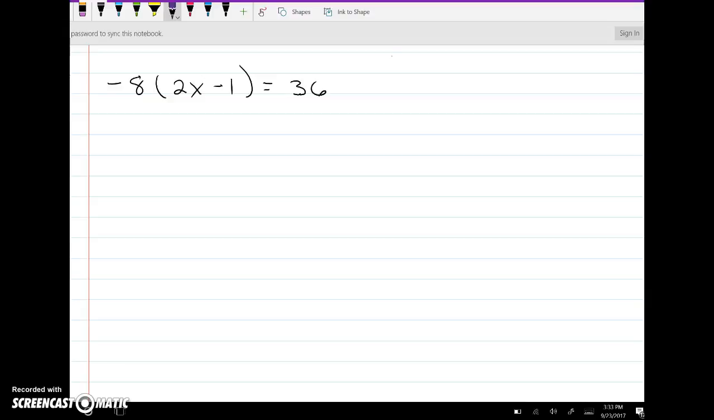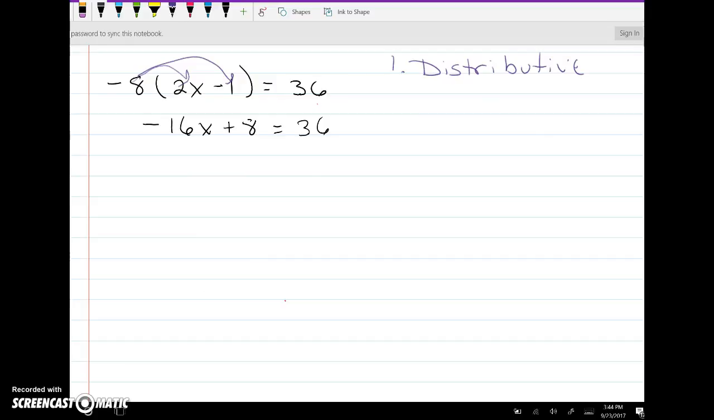So here, the first thing we're going to look for is the distributive property. And we're going to go ahead and distribute that negative 8 to both terms. So negative 8 times 2x is negative 16x. And negative 8 times negative 1 is positive 8. Don't forget your signs when you're doing this. It'll give you the wrong answer and mess up all your work. And then you'll cry and it'll be very upsetting.